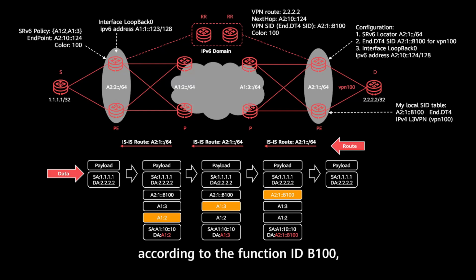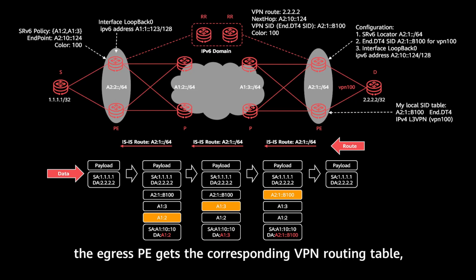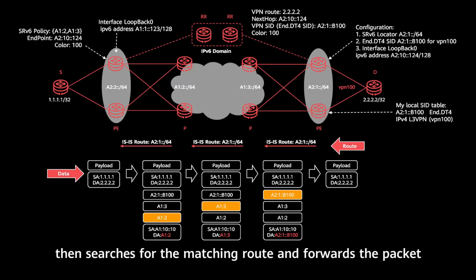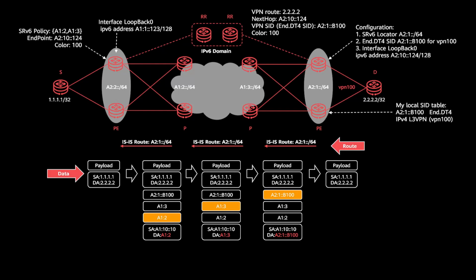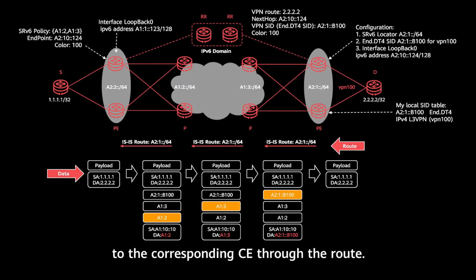Then, according to the function ID B100, the egress PE gets the corresponding VPN routing table, then searches for the matching route and forwards the packet to the corresponding CE through the route. This is how SRv6 TE works.